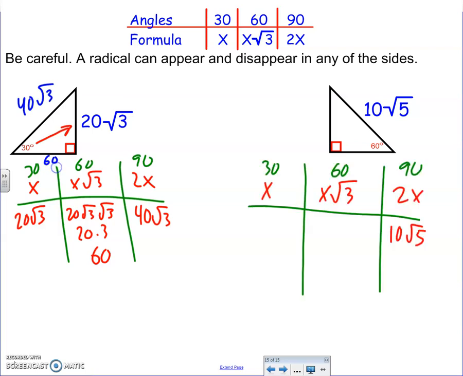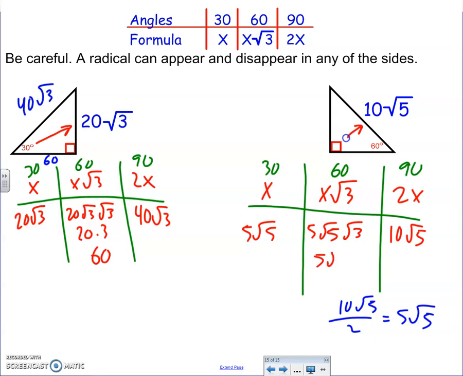And one more. All right, there's my chart. 10 root 5 is across from the 90-degree angle. To go backwards, I have to divide. So I'm going to do 10 root 5 divided by 2. 10 divided by 2 is just 5. This is 5 root 5. So the smallest is going to be 5 root 5. Then I'm going to do 5 root 5 times root 3. That's just going to be 5 square root 15. That's it.